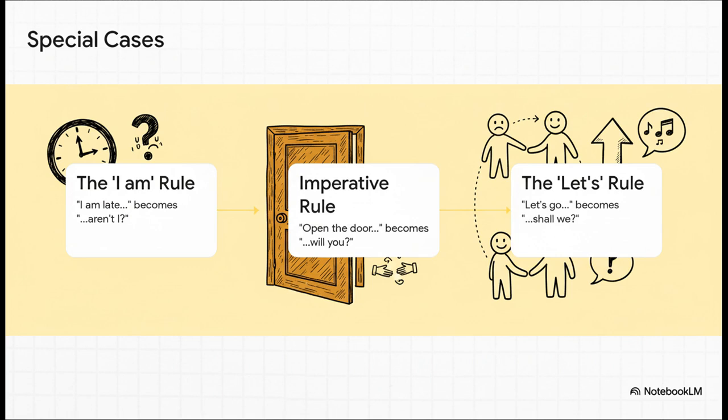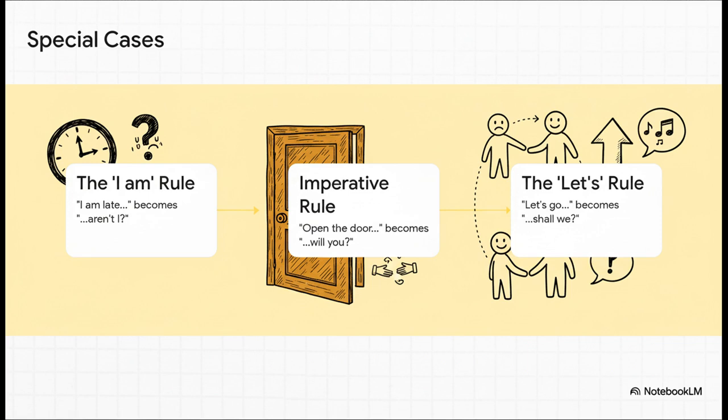First, we've got the "I am" rule. Logically, you'd think the tag should be "am I not," but nope. It just sounds weird, and people don't really say it. So we have this weird little fix where we use "aren't I." It's quirky, I know, but just lock that one in your brain.